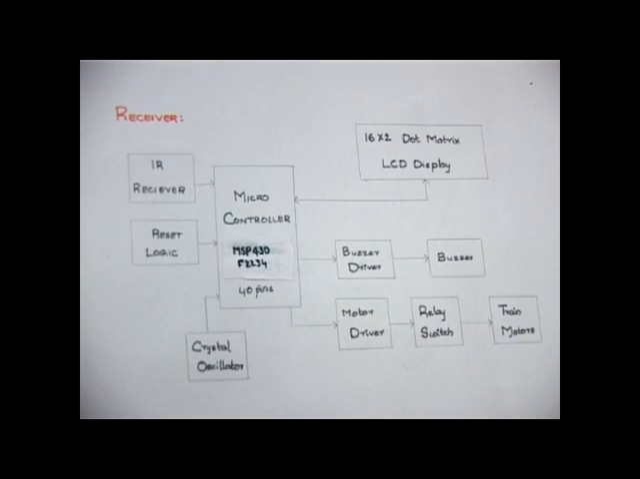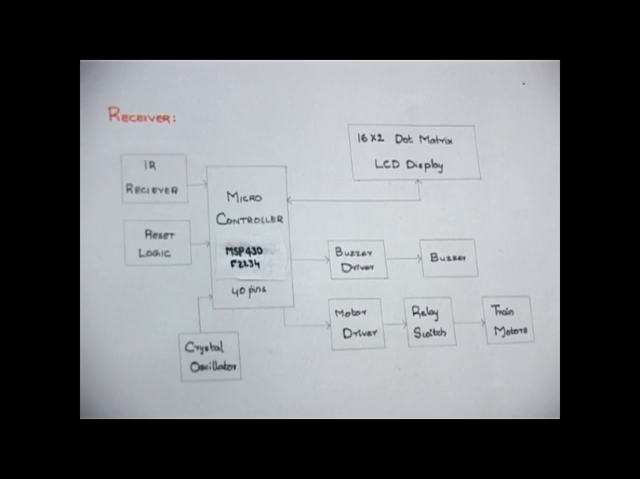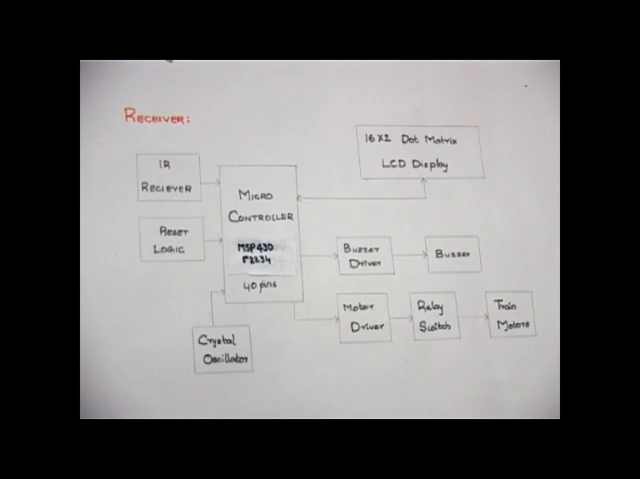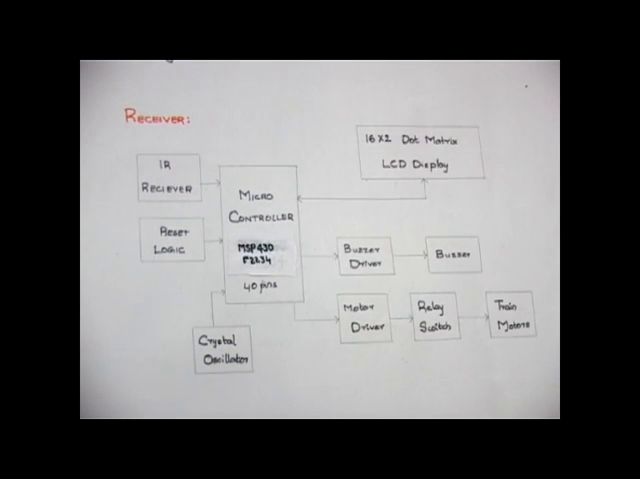The next block involved is the dot matrix LCD display. The display is connected to the output port of the microcontroller, which displays the signal information on 2 rows. Now coming to the buzzer driver and the buzzer, it is connected to the output port of the microcontroller. The buzzer is connected to the buzzer driver's transistor.